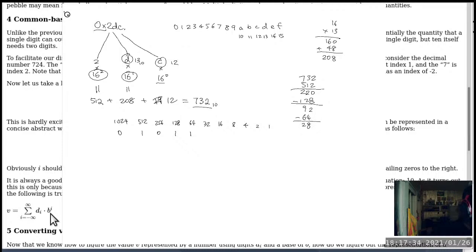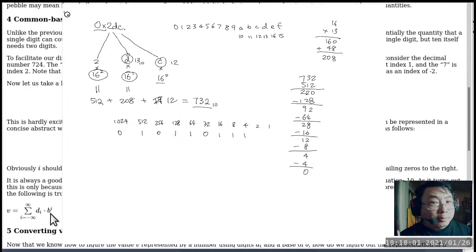28 left. So with 28 left, we don't need a 32. We're going to take a 16. Okay, so we subtract the 16 from the 28. We have 12 left. So with the 12 left, we're going to take one 8. And once we take the 8 out, we have a 4 left. So we say we're going to need a 4. And then we have 0 left. But we're not going to stop here. Okay, we got to work out everything, right?